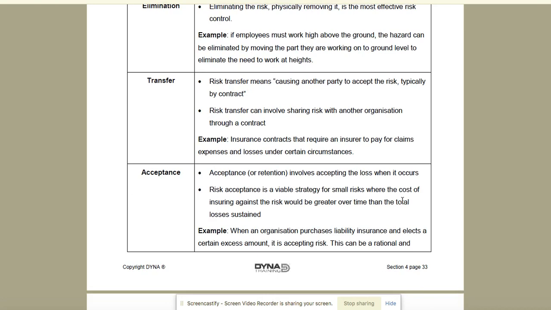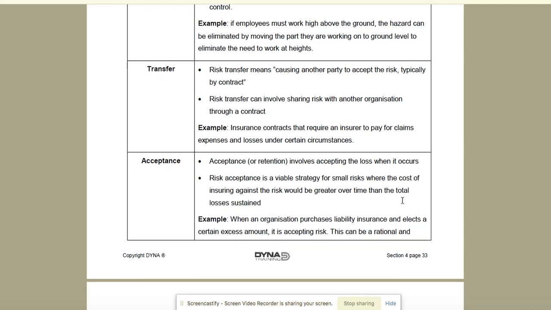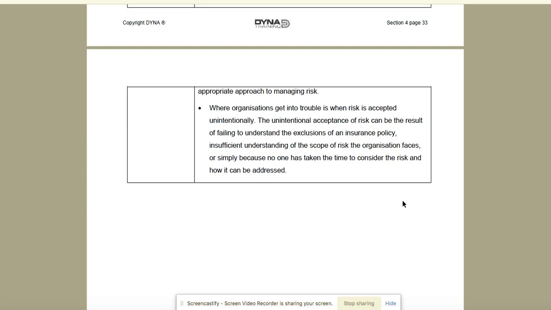And then you've got something called acceptance. Sometimes you look at the risk and you go, okay, the frequency is not too bad, the severity is not too bad. I'm prepared to take that risk in order to do business. So that is acceptance of that risk.